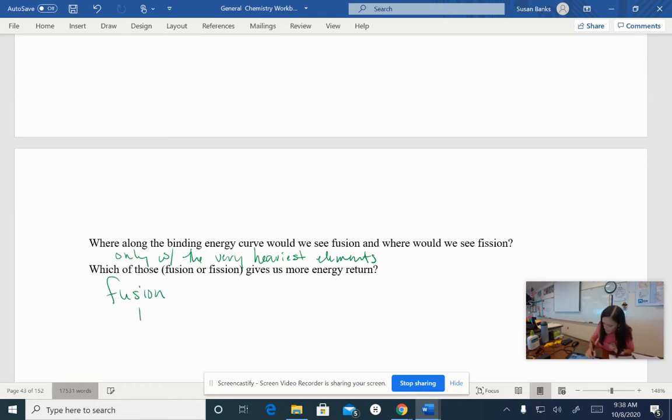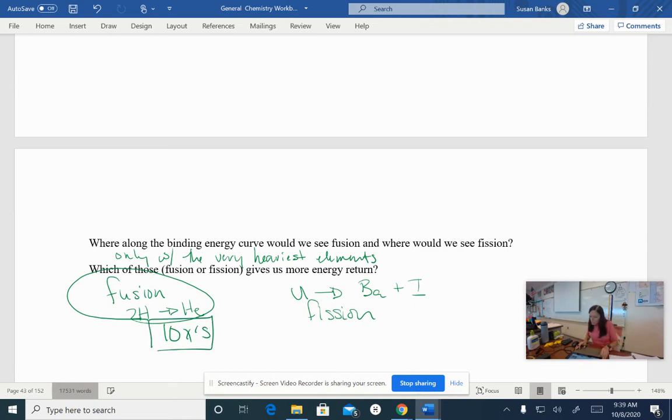We got a lot more energy when we took 2 hydrogens to make helium than we got when we broke uranium into, let's see, what would uranium break into? It would probably break into a barium and, let's see, barium and an iodine. Okay? This would be fission. Fusion gave us a lot more energy, on a magnitude of about 10 times. Okay? So the key to energy is, if we ever figure out how to actually do fusion on this planet, our energy problems will be solved for sure.